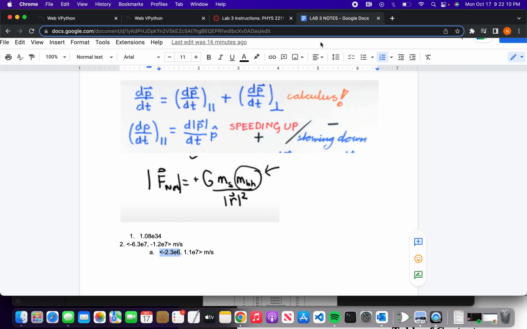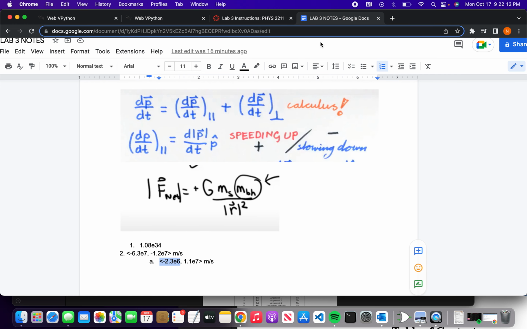To start out, we're going to discuss some laws of motion with added context to gravity and momentum. The first of which is that the rate of change of momentum over time is equal to the sum of the parallel and the perpendicular components. The parallel component is equivalent to the change of the magnitude of the momentum vector over time multiplied by the normalized unit vector for momentum.